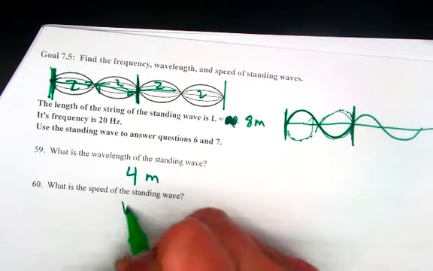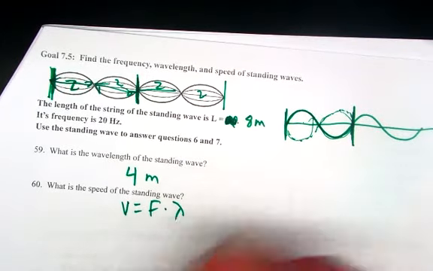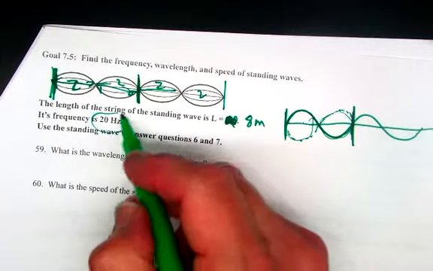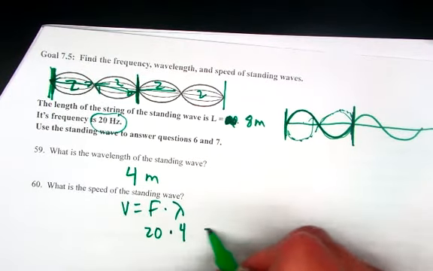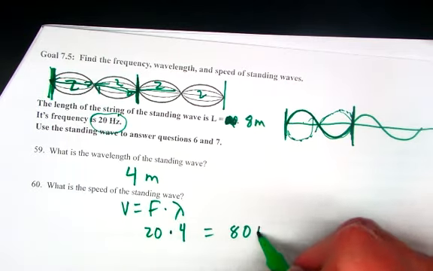What's the speed of the standing wave? Speed is frequency times wavelength. They tell us the frequency is 20 hertz. And we know the wavelength is now 4. So 20 times 4 is 80 meters per second.